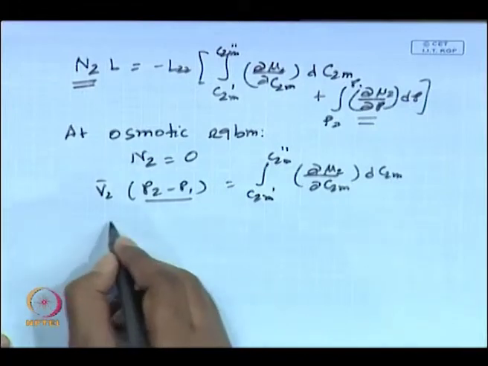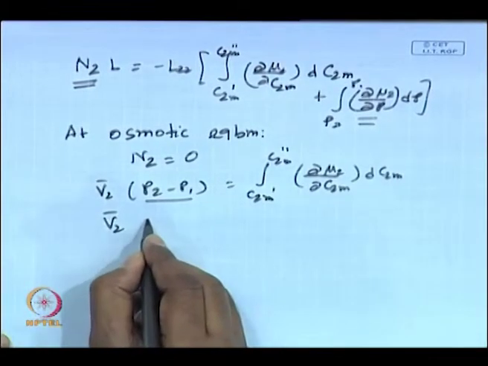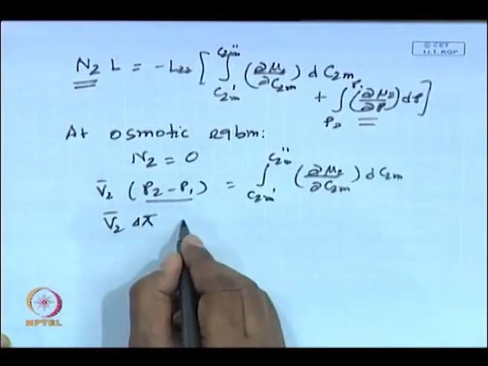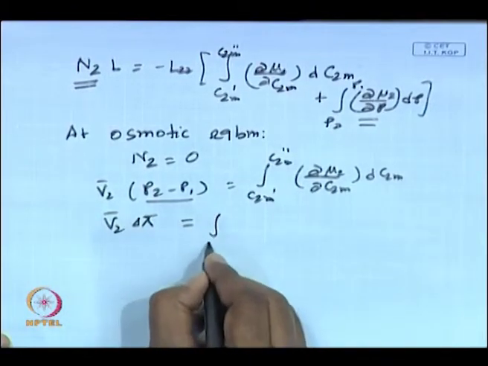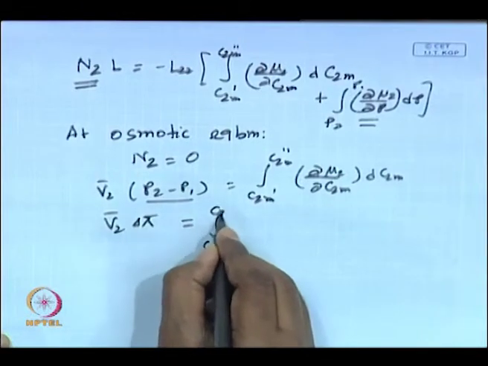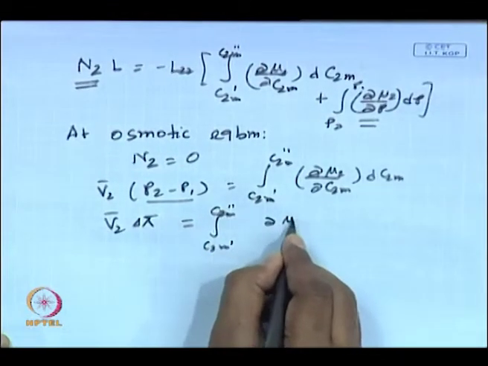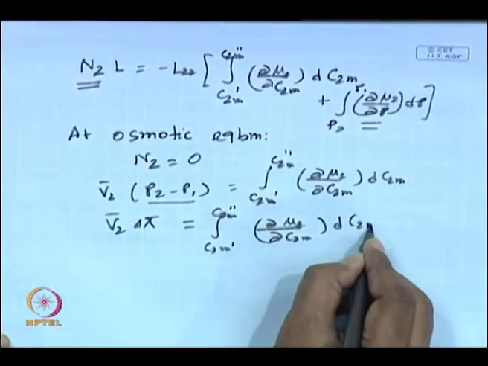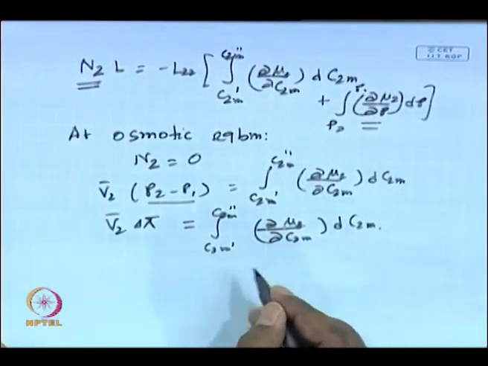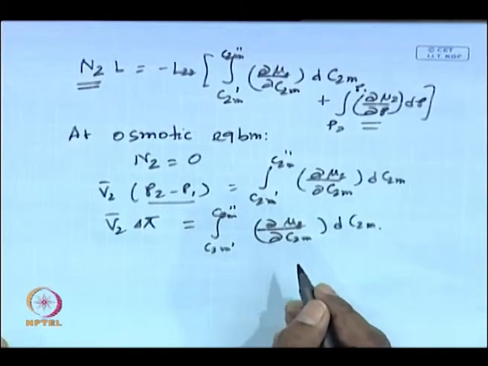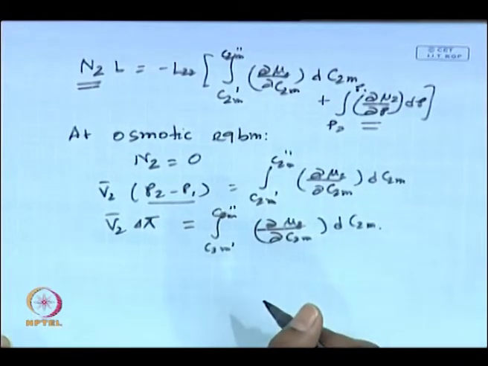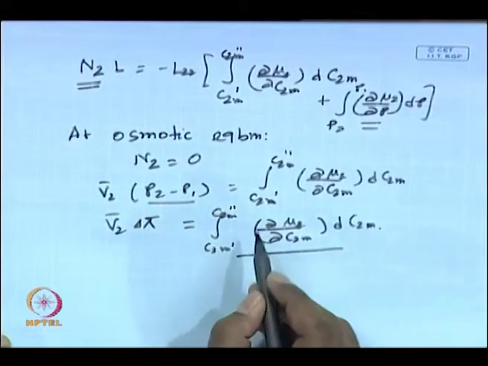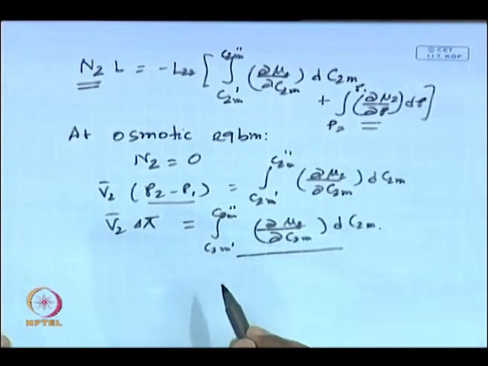So, this is basically the osmotic pressure difference between the permeate and the feed, C2m prime to C2m double prime, del mu 2 del C2m dC2m. So, this equation gives a closure to the above integration. Now, you can substitute the value of this quantity in the governing equation and see what you get.